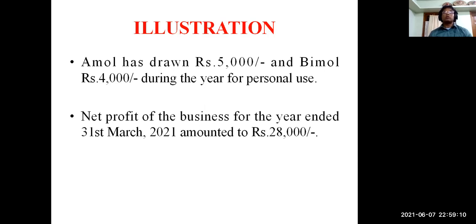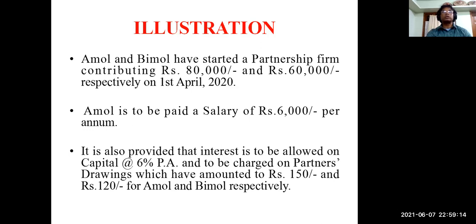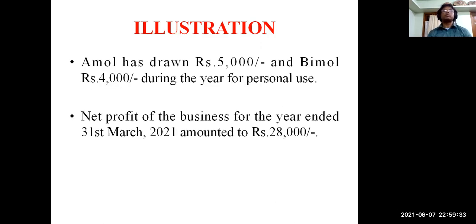You have to remember the main points here: the capitals are 80,000 and 60,000, the salary of Amol is 6,000, then interest on capital is 6% per annum. Interest on drawings is given as a figure, 150 rupees and 120 for Amol and Bimol. Amol's drawing is 5,000, Bimol's drawing is 4,000, and the net profit for the year ended 31st March 2021 amounted to rupees 28,000. So let us see what you have to do.